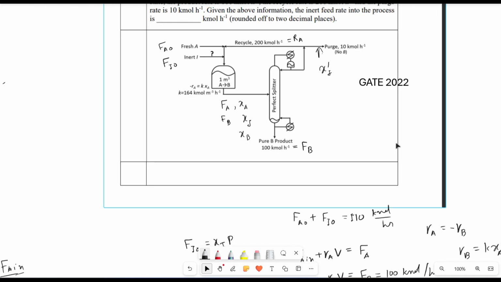Also see one thing. The recycle is 200, the purge is 10, and this is 100. So 200 plus 100 plus 10 is 310. This must be the flow rate of this stream, so the inlet to the splitter must be 310 kilomole per hour. And as this is a mole conserving reaction, the reactor inlet will also have 310 kilomole per hour.